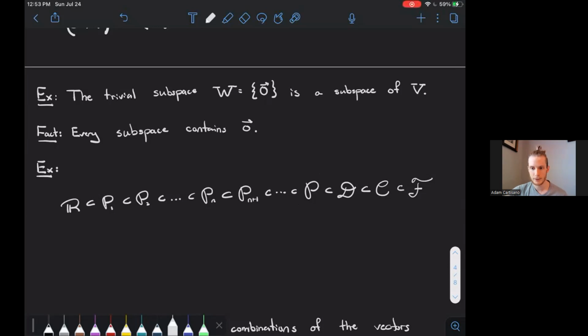But every polynomial is differentiable and defined on the real line, so P is a subspace of D. But D is a subspace of C. The set of every differentiable function is continuous, right? And of course it's a vector space, so it's a subspace of the set of continuous functions. But every continuous function is defined on the real line, is a function. And so C is a subspace of F, right? You could actually go, and there's a chain inside of here.